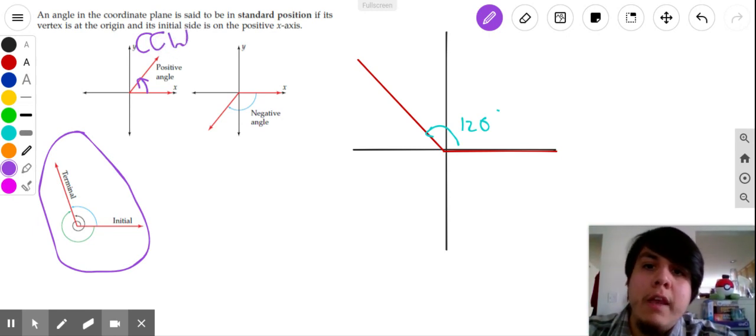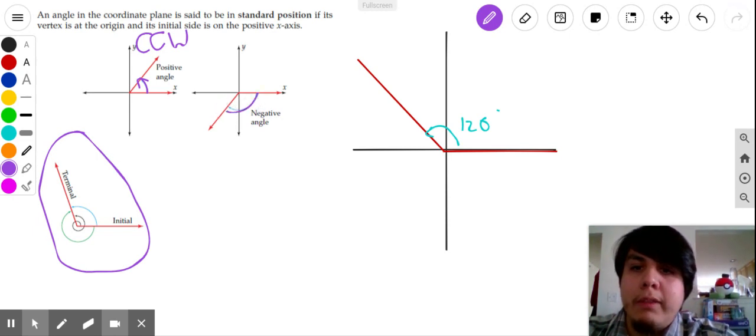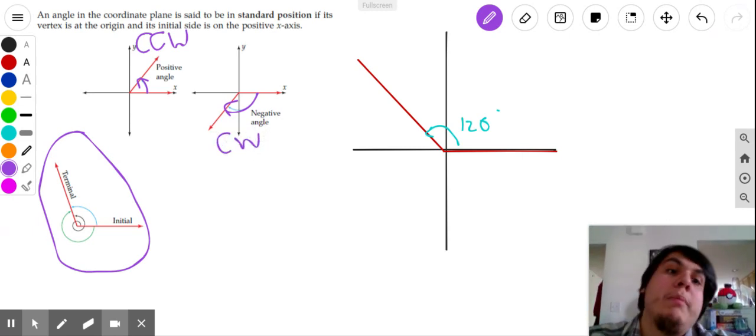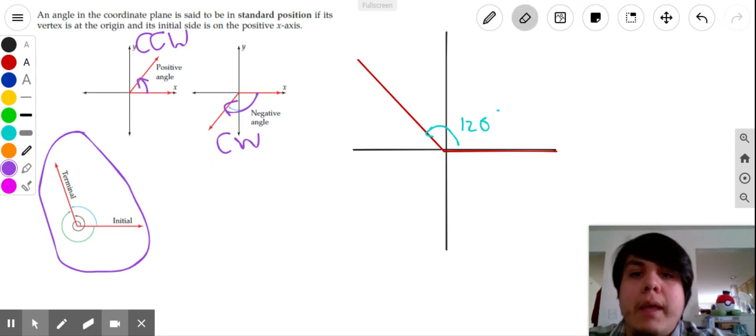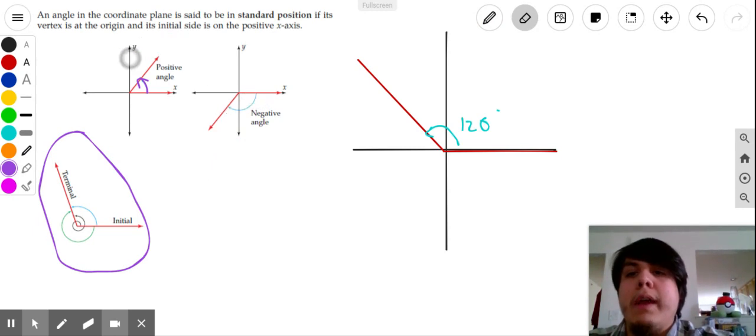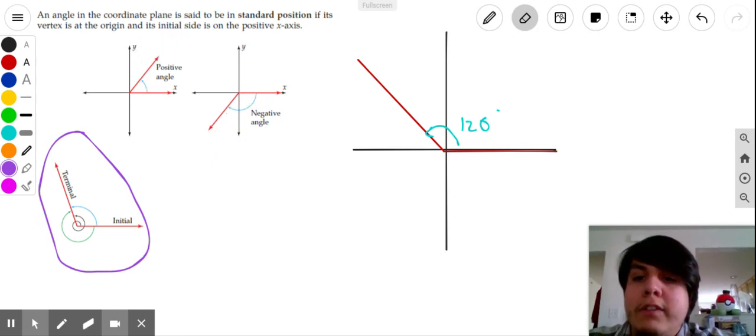If we start at the initial side over on the positive x-axis and we rotate clockwise, we would count that as a negative angle. All right. So keep in mind, positive means counterclockwise, negative means clockwise. The best explanation of why that is, is that most things in nature when they rotate tend to be counterclockwise, so that's why we associate that with the positive side. Okay. So that's that.